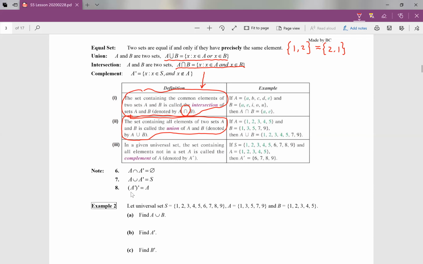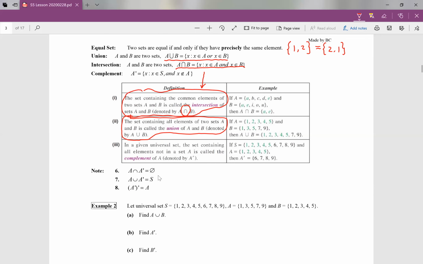Number 8, the complement of A prime is A itself. Look at this. A is {1, 2, 3, 4, 5}. The complement of A is {6, 7, 8, 9}. And the complement of that will be {1, 2, 3, 4, 5} again.